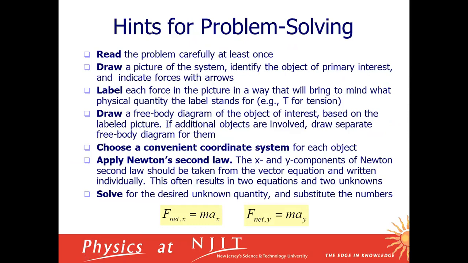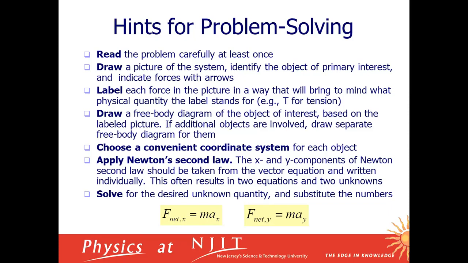So we have the hints for problem solving. First, read the problem carefully at least once. Draw a picture of the system, identify the object of primary interest, and indicate forces with arrows. Label each force in the picture in a way that will bring to mind what physical quantity the label stands for. Draw a free body diagram of the object of interest based on the labeled picture. If additional forces are involved, draw a separate free body diagram for them.